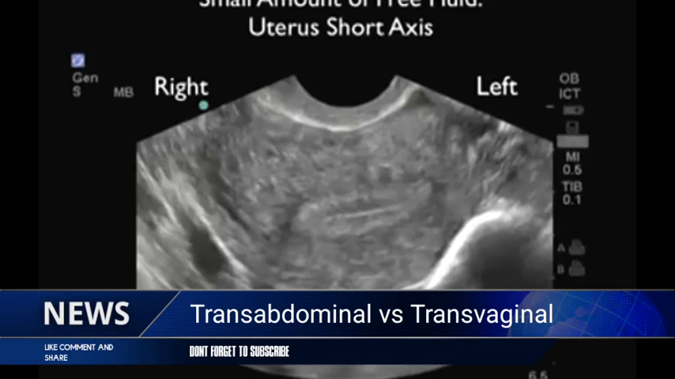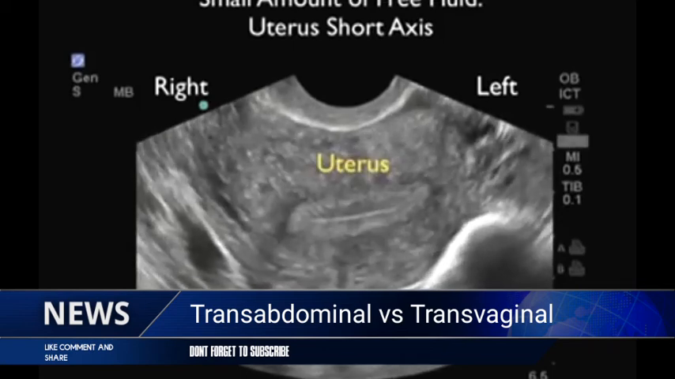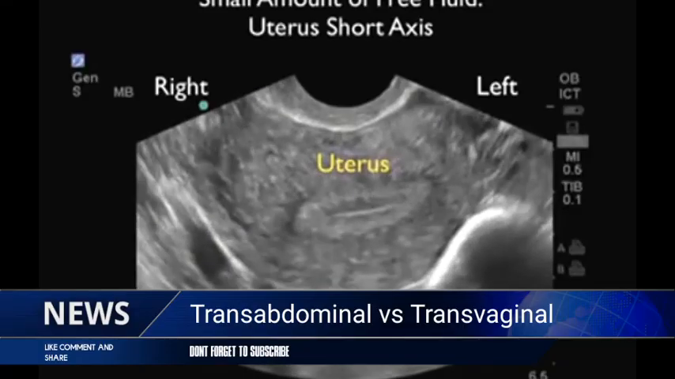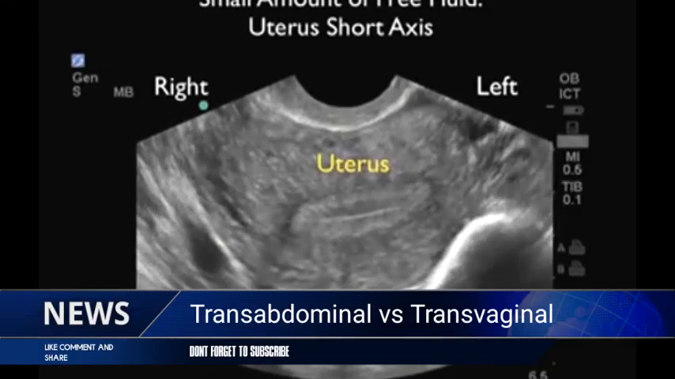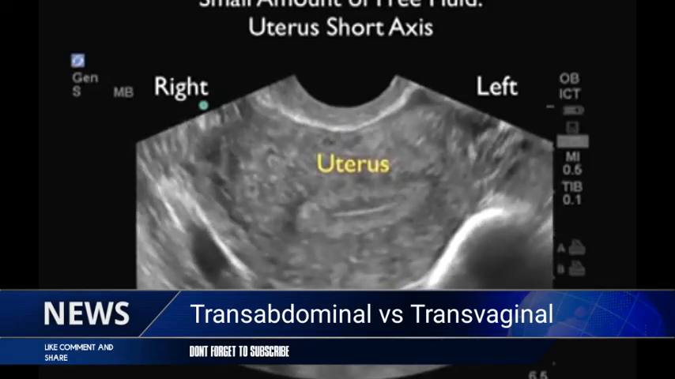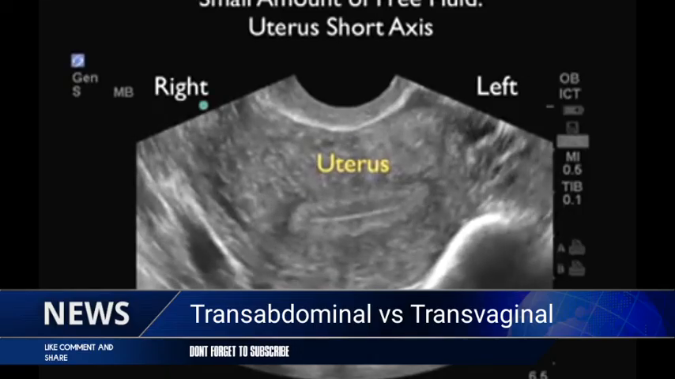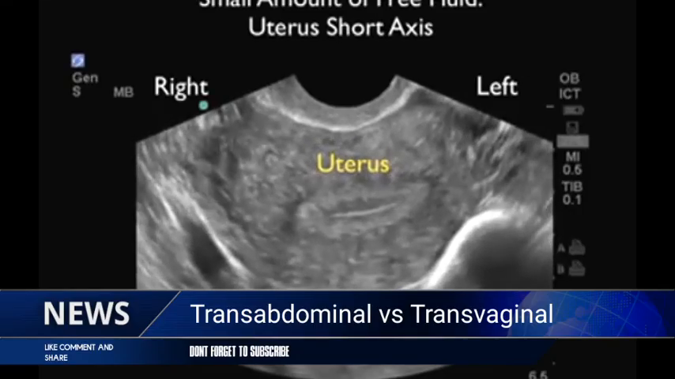In the next step, we'll orient the probe in a short axis configuration. So now we're cutting the uterus in cross-section. And what we see is the uterus with the endometrial stripe in the midline of the uterus, and that small amount of free fluid just posterior to the uterus in the pelvic cul-de-sac. Notice again that it's a small ball, therefore indicating a small amount of free fluid.